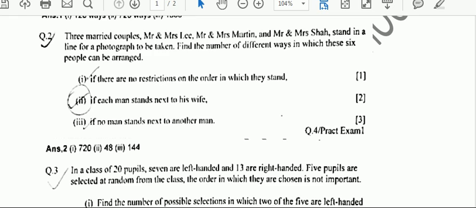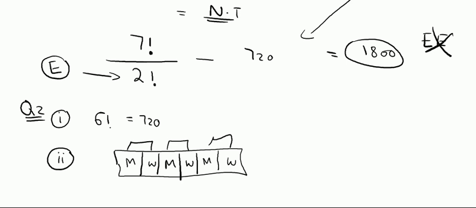Let us read it again. If each man stands next to his wife. For a man to stand next to his wife means that the couple has to be together. Now let's say this is couple A, this is couple B, and this is couple C.